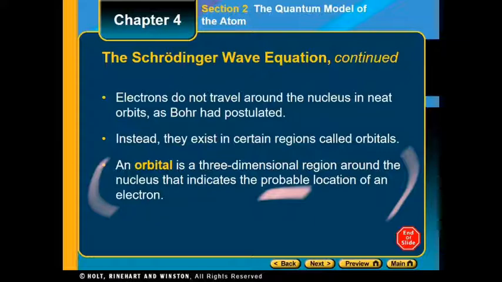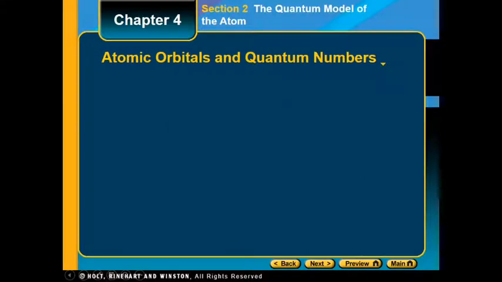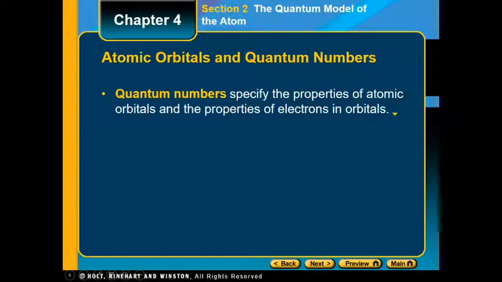And now we're going to get into how do we give an address to where we think an electron is located. And to do that, we're going to go ahead and jump into quantum numbers. Quantum numbers specify the properties of atomic orbitals and the properties of electrons in an orbital. And we're going to give you details of 4 different quantum numbers.